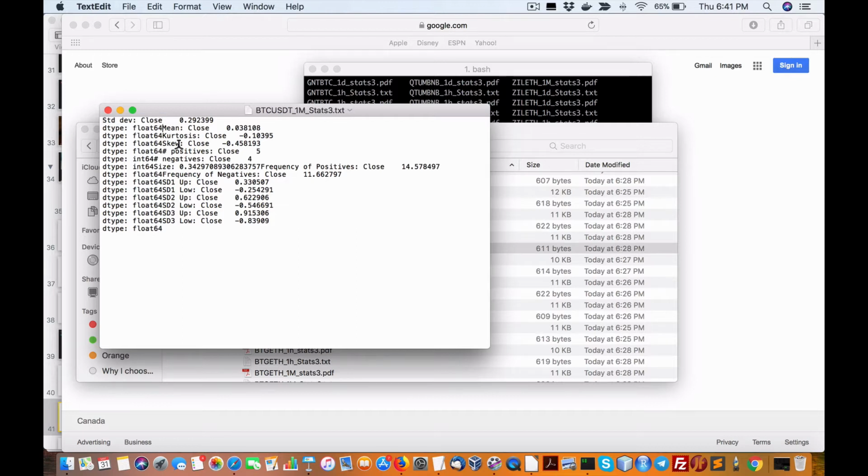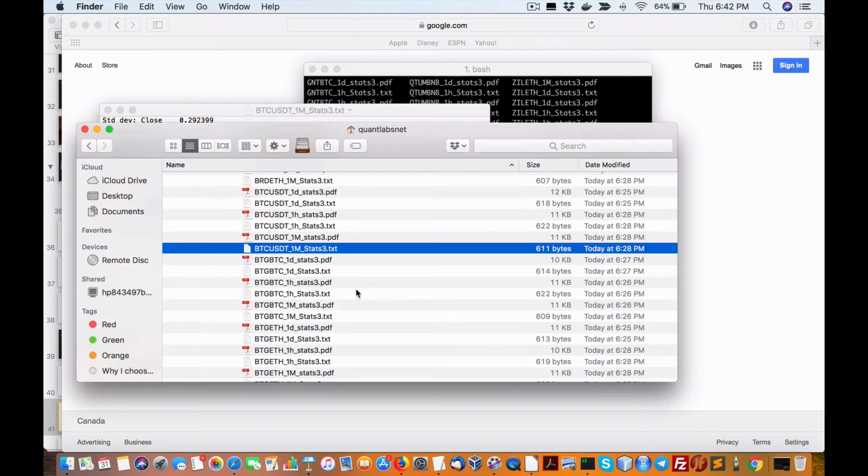We have standard mean, kurtosis, skew. These ones I like to pay attention to. Number of positives versus negatives. The frequency on the close, as well as the standard deviation of the up close and the standard deviation of the low close. Standard deviation 2 is within normal range, basically the band of the up and down, and SD3, or standard deviation 3, is the extreme moves on the close among this distribution.